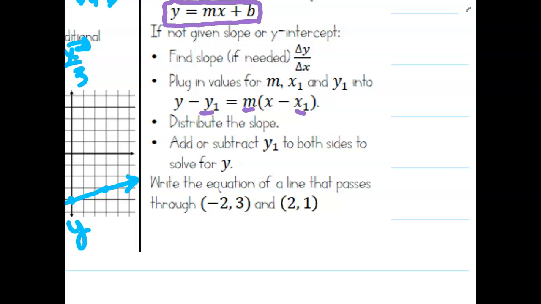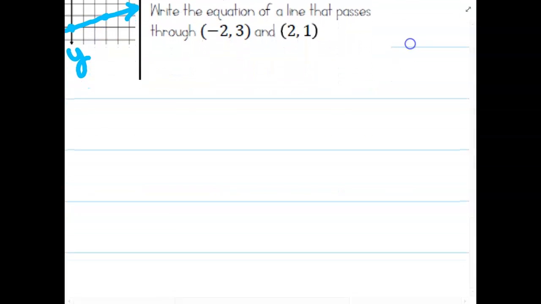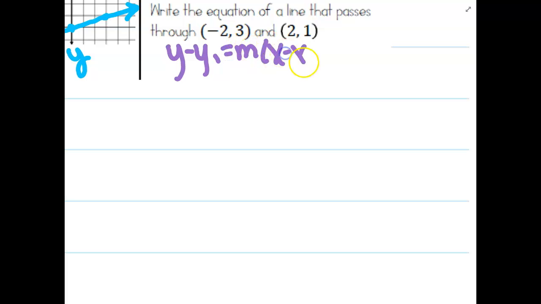That is an answer, but to put it into slope-intercept form, you're first going to need to get rid of the parentheses, so you're going to have to distribute the slope, and then you're going to have to get rid of that number here. So let's look at this example down here. I want to write the equation of a line that passes through negative 2, 3 and 2, 1. Unless they give you the slope and y-intercept, you're going to have to use point-slope form. They don't give me the slope and y-intercept, so we're going to use point-slope form, which is y minus y1 equals m times x minus x1.